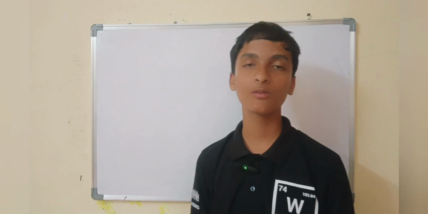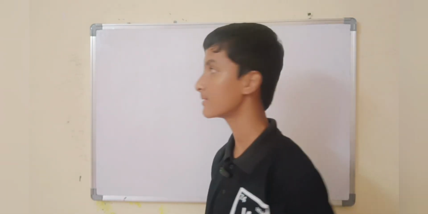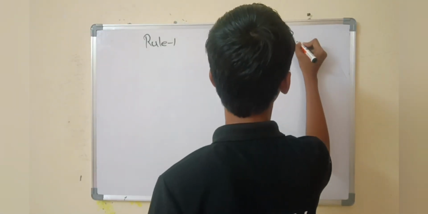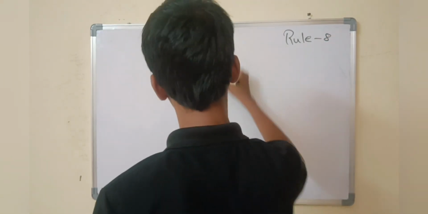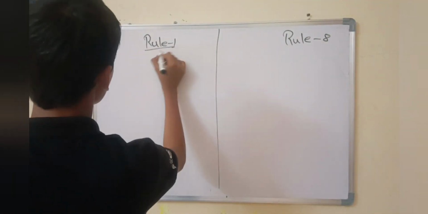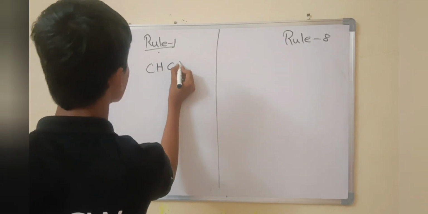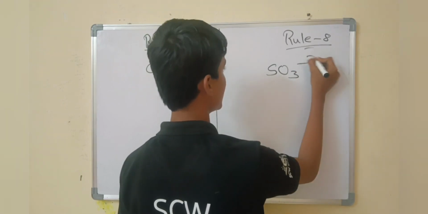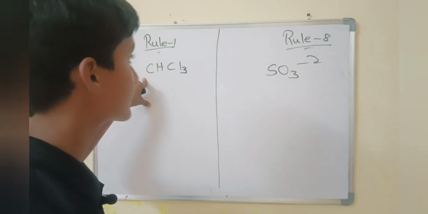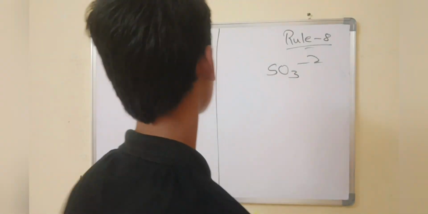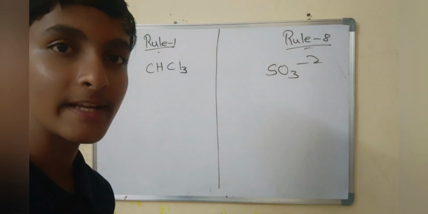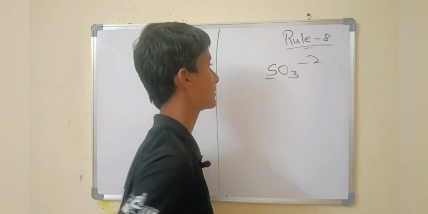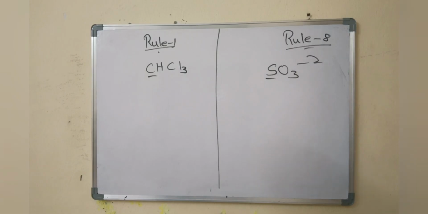Now I am explaining one more example for both rule 1 and rule 8. Listen. Here CHCl3 and here SO3 minus 2. CHCl3 means chloroform and SO3 minus 2 means sulfite. In CHCl3 I am finding the oxidation number for carbon. In SO3 minus 2 I am finding the oxidation number for sulfur. Pause the video and do it, guys.